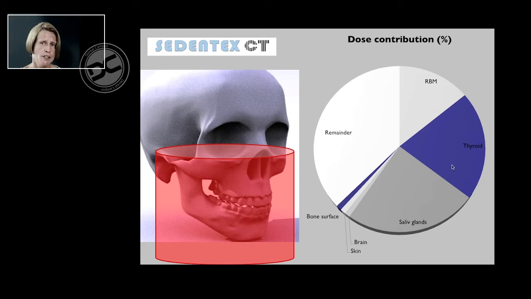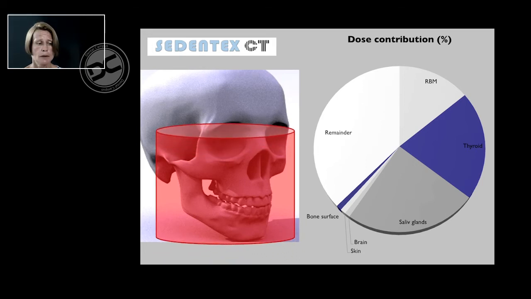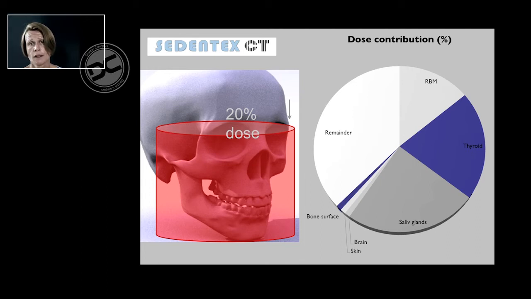What could be interesting is to lift up the field of view of your cone beam as such to save radiation to the thyroid. And in this way, we are actually able to reduce radiation doses up to 20%, which can be very relevant for adults and surely for children.